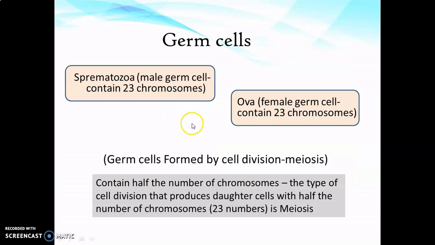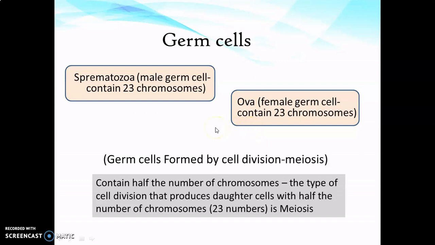Germ cells, there are two: the male germ cell known as spermatozoa and the female germ cell known as ova. Both of these contain only 23 chromosomes, that is half the number of a human cell. And they are formed by a cell division known as meiosis. What is meiosis? Meiosis is a type of cell division that produces daughter cells with half the number of chromosomes, that is 23 chromosomes, and it is by meiosis that spermatozoa and ova, or germ cells or gametes, are formed.